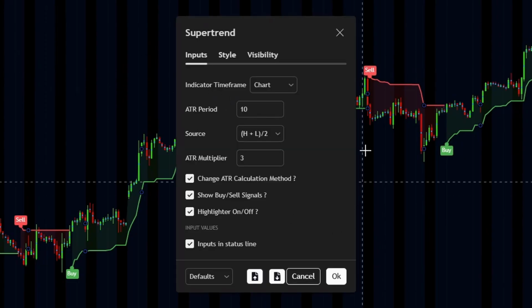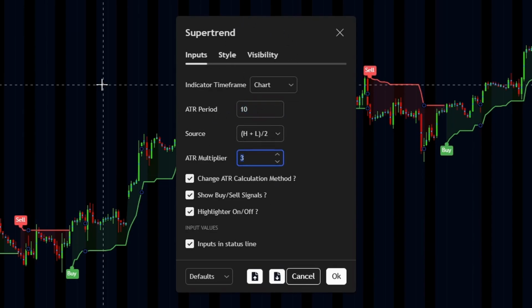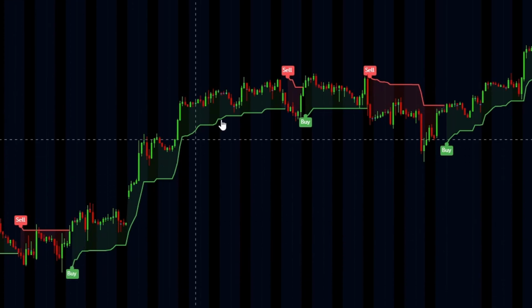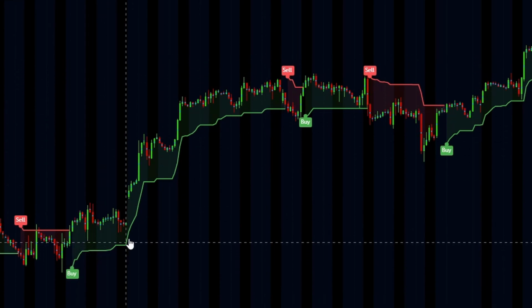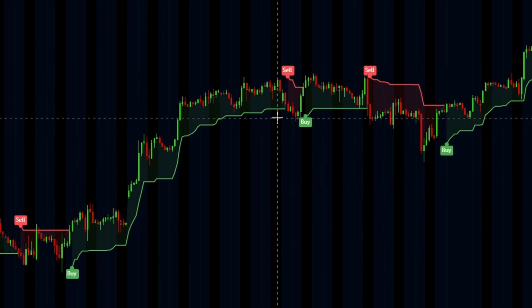Okay, this is how the normal supertrend looks like if you open up its settings. You can set up the ATR period, the source, and the ATR multiplier. On the chart, you will see buy and sell signals with an ATR baseline that moves up or down depending on the price movements. Now let's see the pivot-based supertrend.